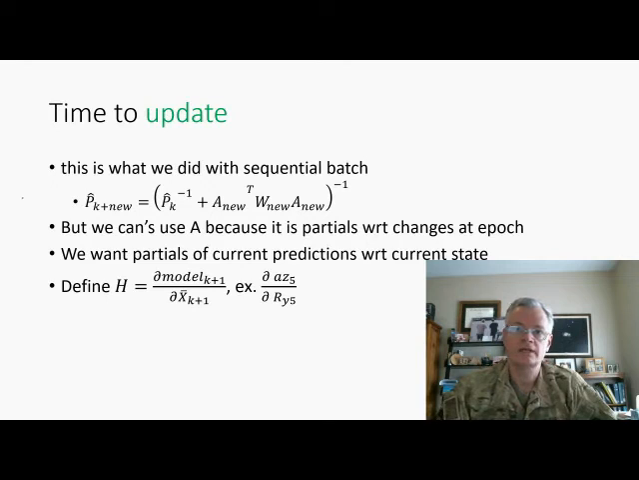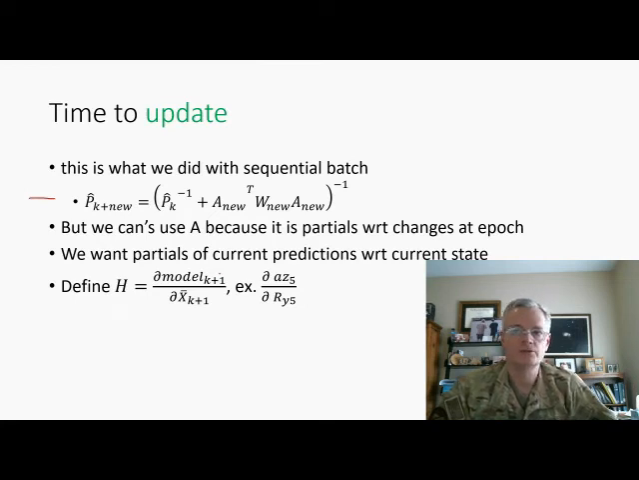Okay, now this is what we did with the sequential batch. We calculated our updated covariance matrix as a function of the last one that was good plus some new data that was contained in the A matrix. Right, we can't use A because it's all partial derivatives with respect to epoch, not now. We want partials of the current prediction with respect to the current state. So we're going to swap out A and call it H. It's going to be very similar, but it's different.